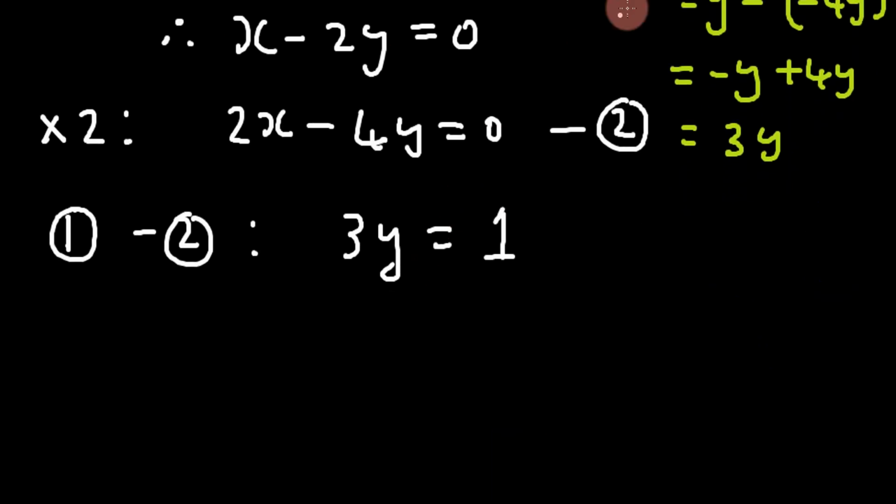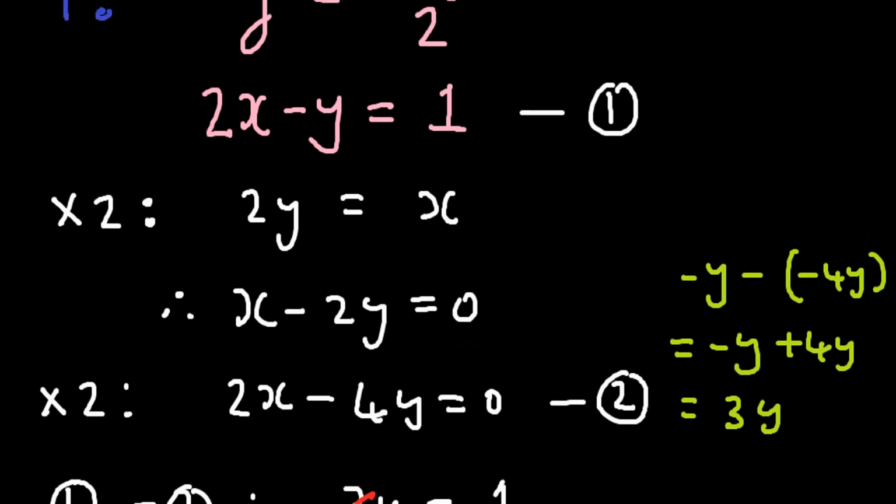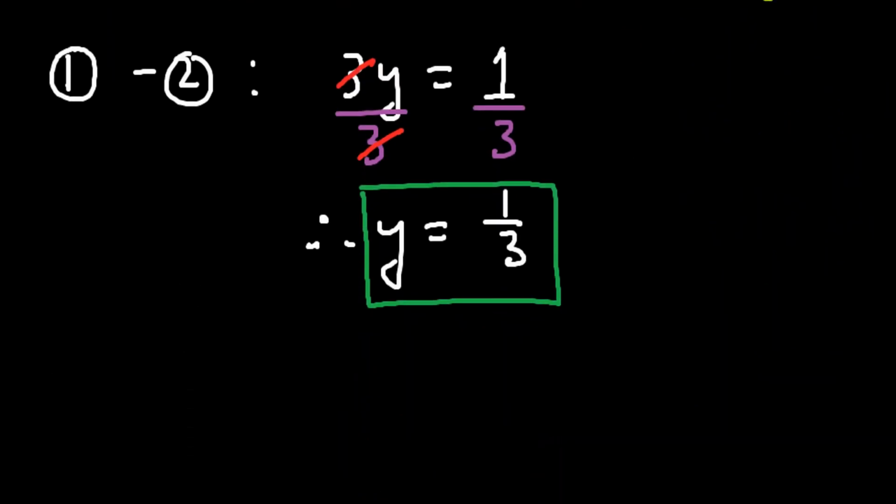We want to solve for y here, so we can divide both sides of the equation by 3. So we see then that y is equal to 1 over 3. Of course, these 3's cancel on the left-hand side here. So now we have the value of y. We're going to substitute it back into equation 1 in order to get x. So substitute it back into equation 1.